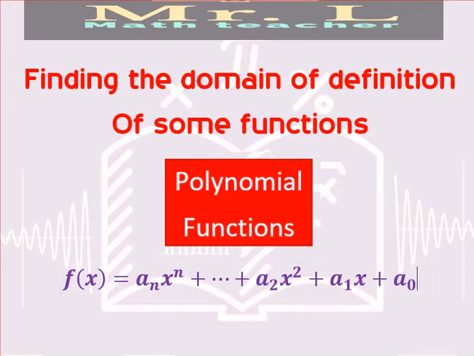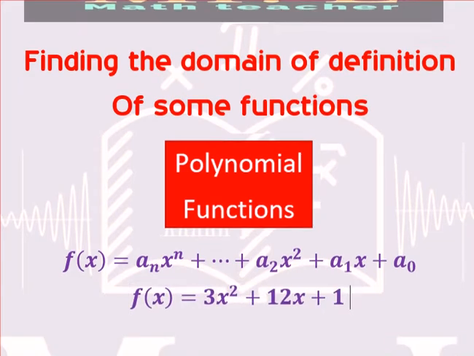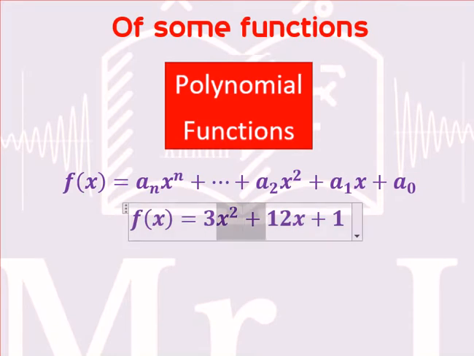Let me give some particular examples. Let's say I have f of x simply equal to 3x power 2 plus 12x plus 1. If you look at this function, it is a polynomial. The degree of this polynomial is 2 because it's the highest power.